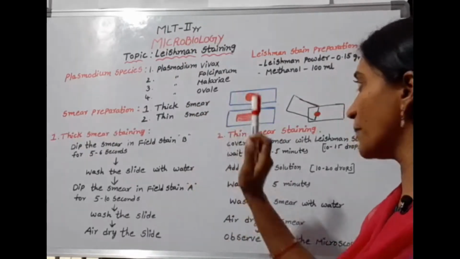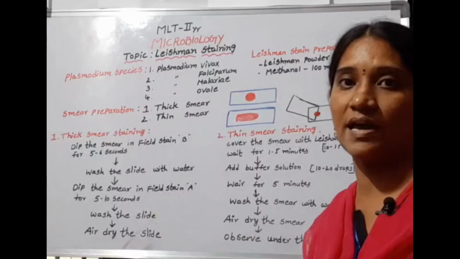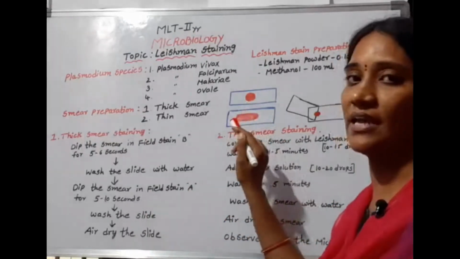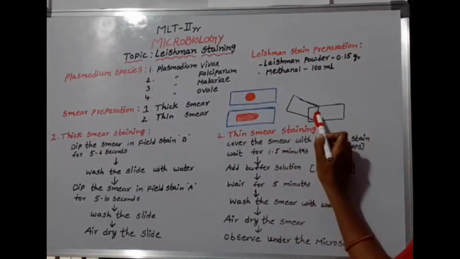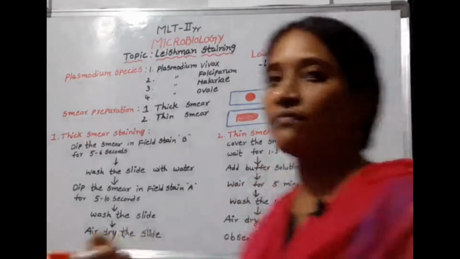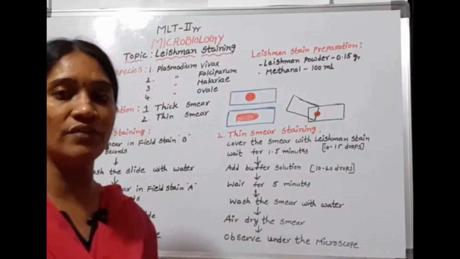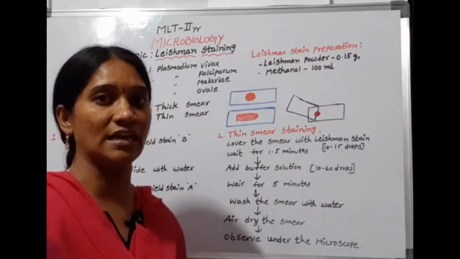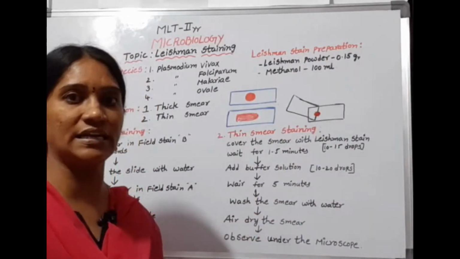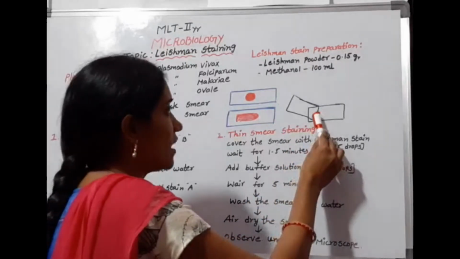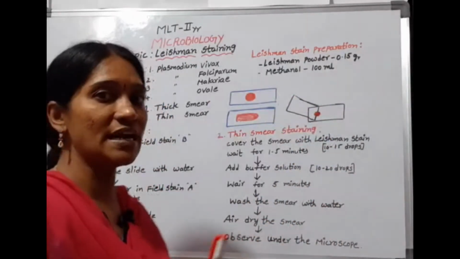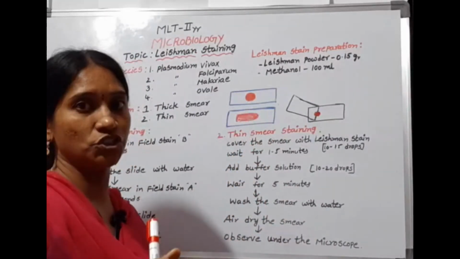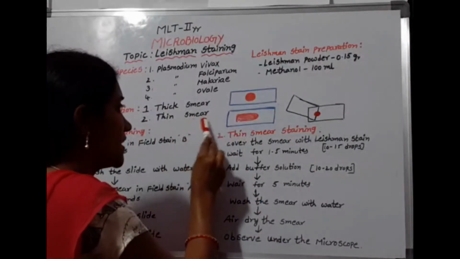For thin smear preparation, take a clean glass slide and take a blood drop on one side of the slide. Spread it with another slide kept at a 45 degree angle, and the smear appears tongue shaped. That is the thin smear preparation.